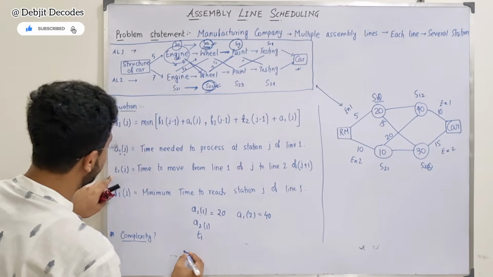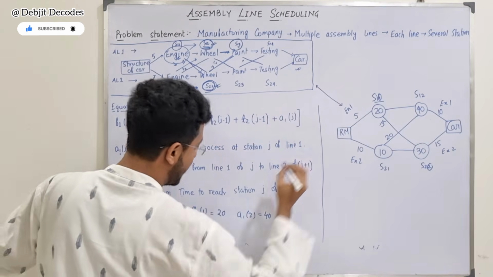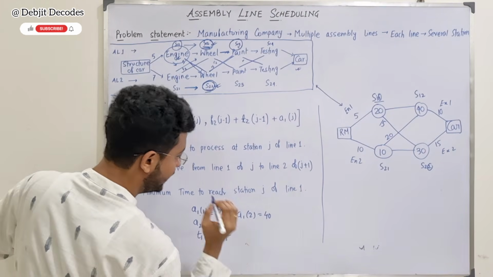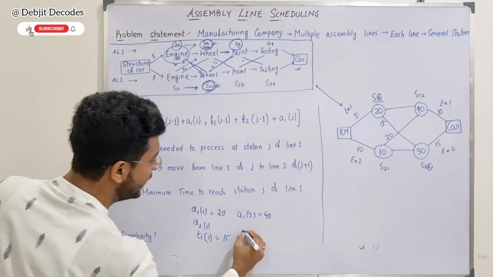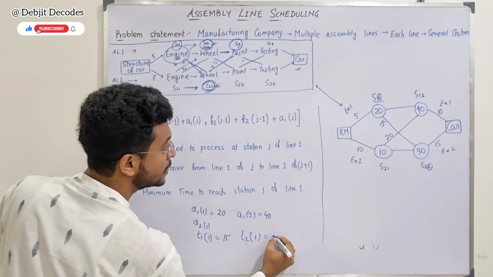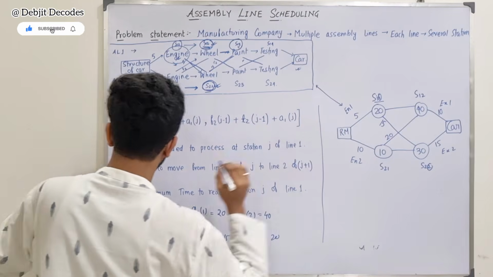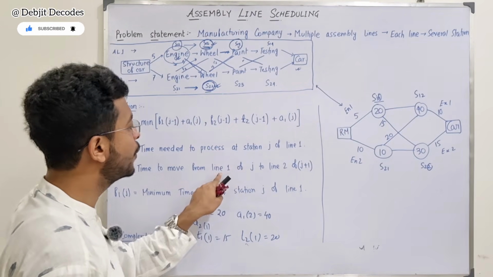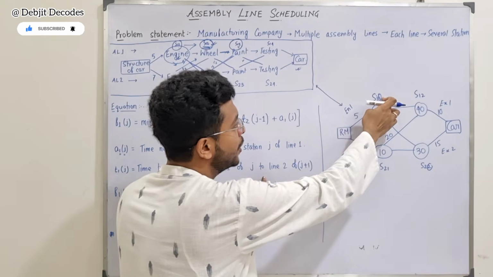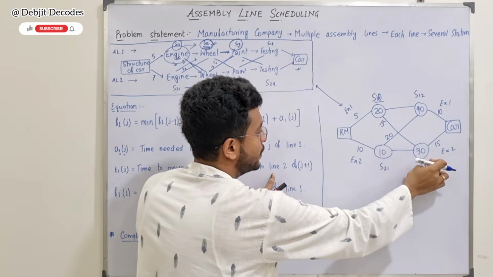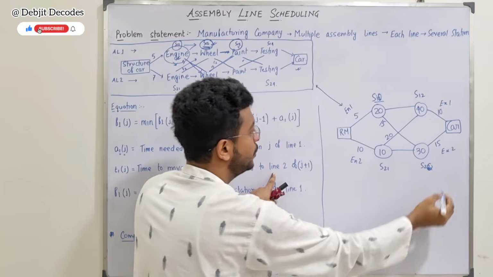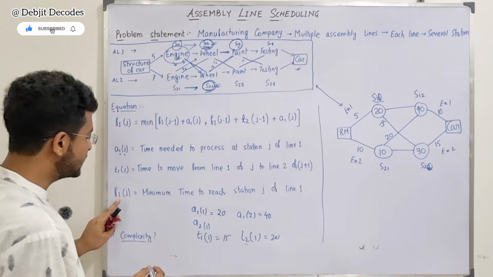T1 of 1 is 15. Similarly, T2 of 1 is equal to 20. So if you can see, this is nothing but the time to move from line 1 of j to line 2 of j plus 1. That is, if it was 1, it will be 1 plus 1, 2. Next, what is f1 of j?